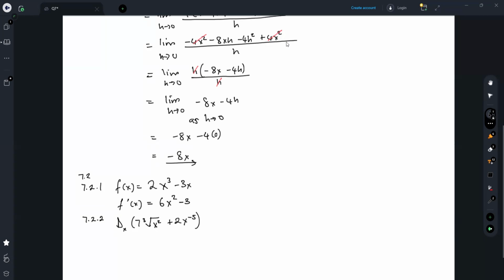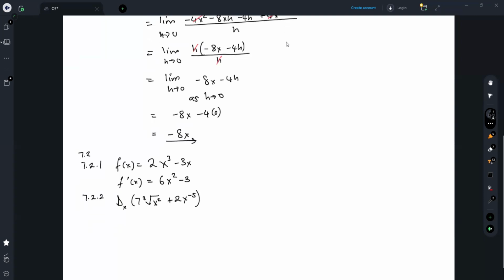So we know that whenever we have a radical, a square root or cube root of some sort, we can change this into a fractional exponent. So let's do that. This can be written as 7 times x to the power 2 over 3, plus 2x minus 5. So we're looking for the derivative of what's inside here.